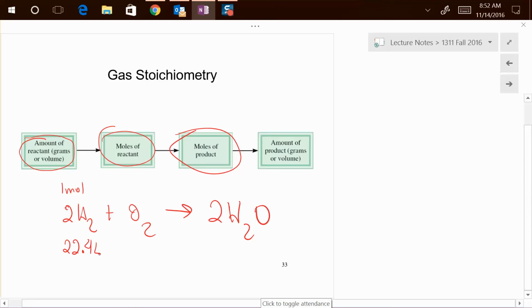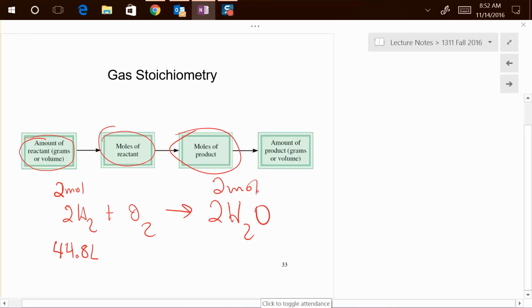If I have 1 mole of H2, how many moles of H2O does it produce? Do the stoichiometry here. Let's do it like this. If I have 2 moles of H2, then that's a volume of 44.8 liters, right? So if I have 2 moles of H2, how many moles of H2O are produced? 2 moles.